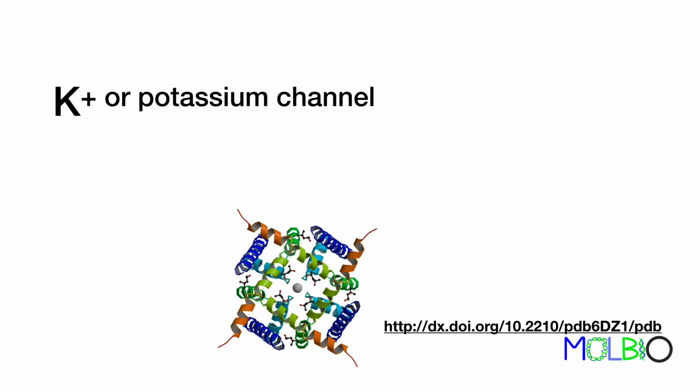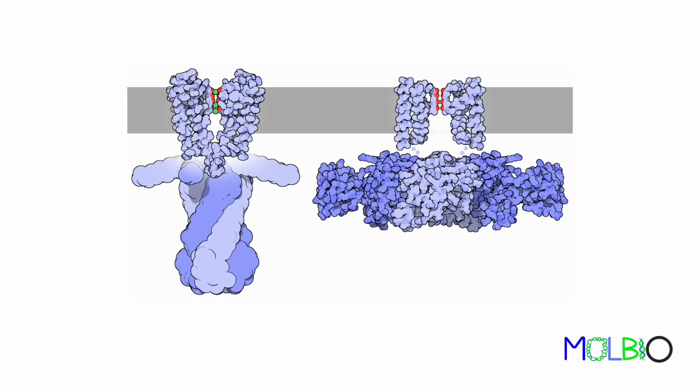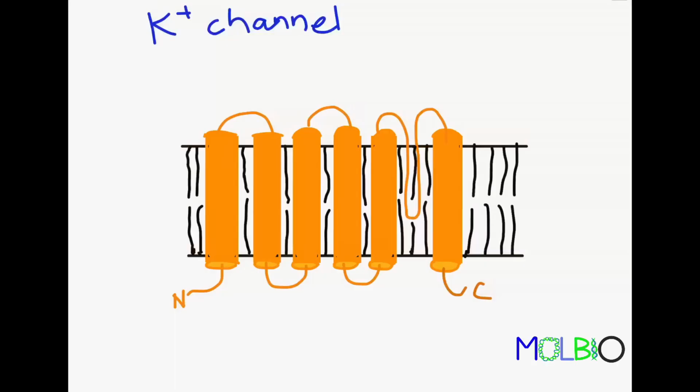Now the eukaryotic potassium channel can be voltage gated or ligand gated, and has 4 subunits, each with 4 to 6 alpha helices which span the whole plasma membrane. Now these are the lateral views of 2 prokaryotic potassium channels, and you can see the difference in the structure when it is bound to potassium and when it is unbound. Here we have a structure of the K+ channel for the ease of understanding.